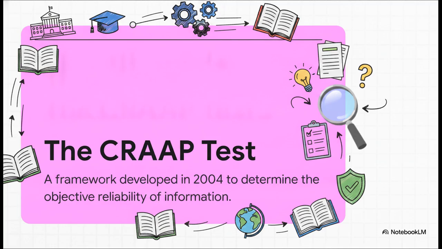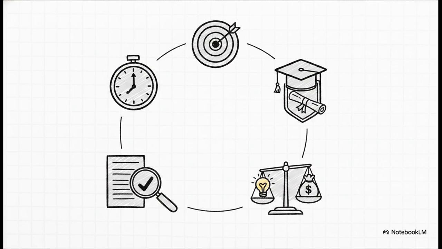Yeah, I know, the name is hilarious, but it's an incredibly effective framework. It was actually developed back in 2004 by librarians at California State University, Chico. They were just sick and tired of students citing sketchy, unvetted websites in their papers. So they built this brilliant evaluative checklist. Let's break down the acronym.